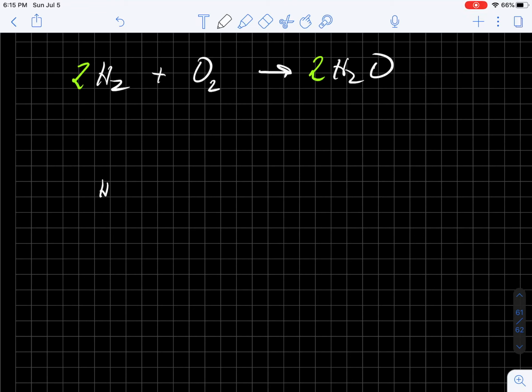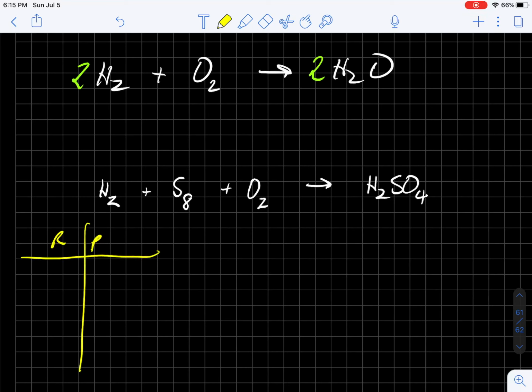For instance, suppose we have a reaction like this, a synthesis where we take our elements and put them together to make a compound. Yes, you can create an inventory, so let's do that. With an inventory, you're listing reactants and products. We have hydrogen, sulfur, and oxygen on each side of the equation. I have 2 hydrogens on the reactant side, 8 sulfurs, 2 oxygens. And on the product side, I have 2 hydrogens, only 1 sulfur, and 4 oxygens.